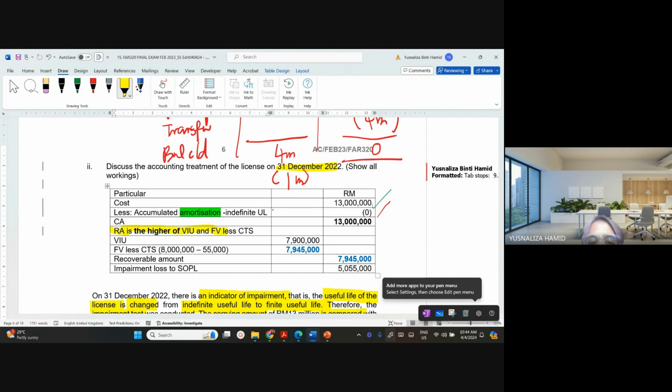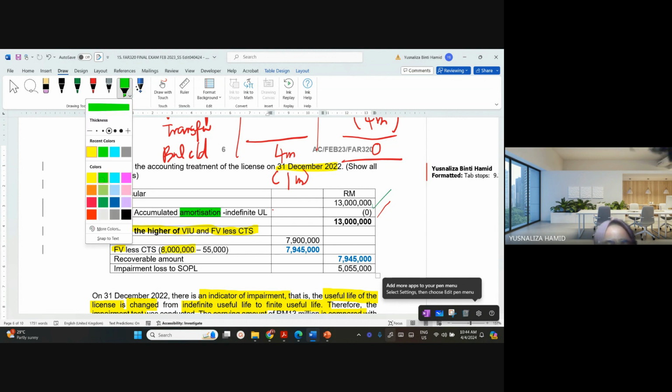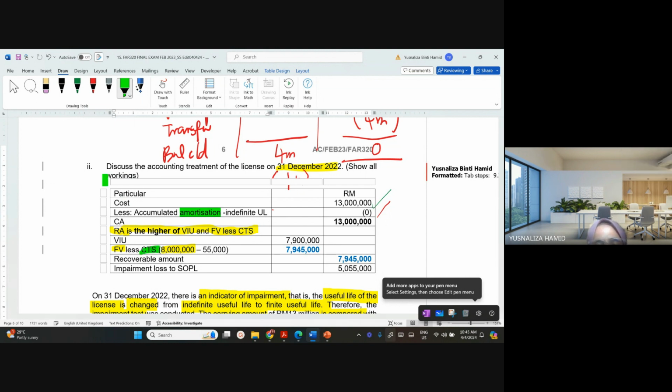The recoverable amount is the higher of value in use and fair value less cost to sell. So fair value less cost to sell was 7945. You have the 8 million, the fair value of the license, and the cost to dispose the license was cost to sell. So I will write here so that you can see better. Sorry, fair value is 8 million and cost to sell is 55 million. So you have 7945 million. So which one is higher? This one is higher. So you will compare with that. So you have 5055. That was impairment loss. This is not the answer. This is just some working.